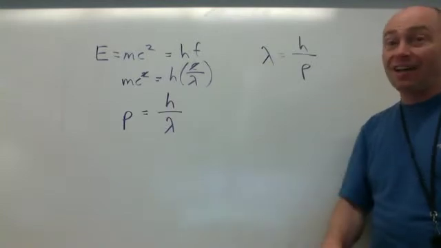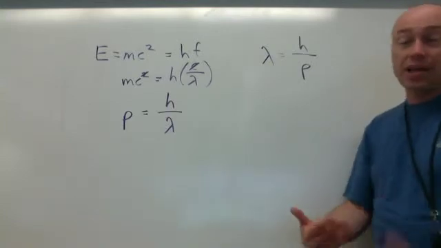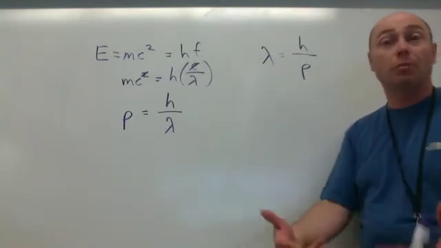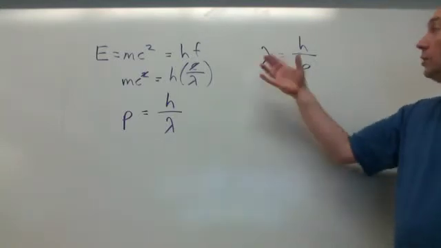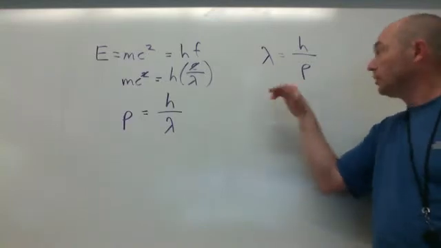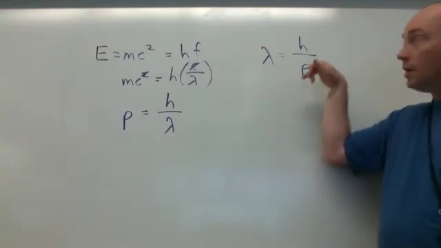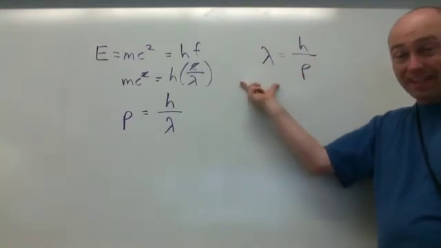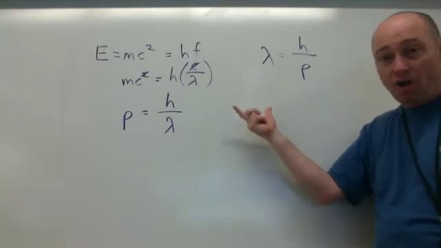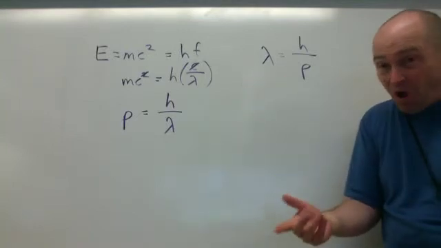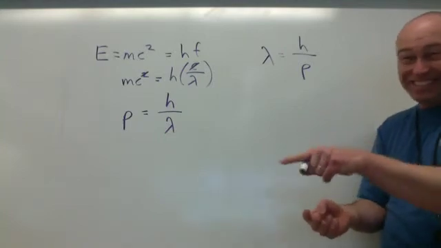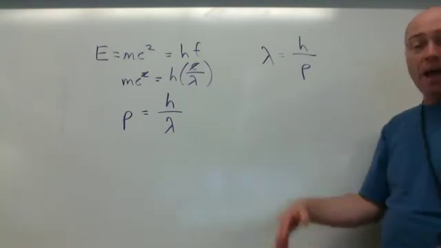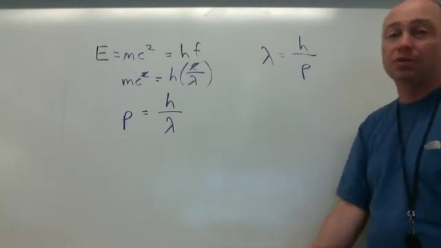But if you have electrons, and this is how an electron microscope works, if you get those electrons moving, so you give them some momentum, the electron's wavelength is going to be really small, but electrons are really small. So you can actually have those electrons go through things and make interference patterns and other crazy cool stuff.